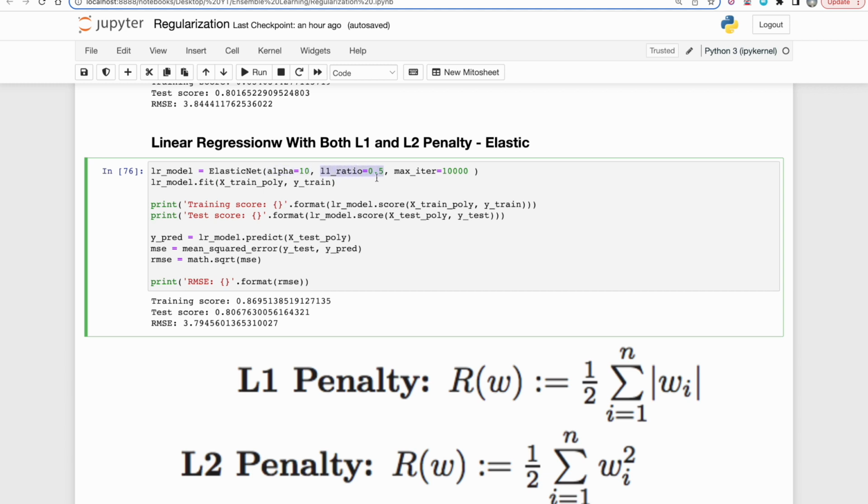So if I set the L1 ratio as 0.5, that means half L1 penalty, half L2 penalty. Okay. If I set the L1 ratio as 0, that means full L2 penalty. If I set the L1 ratio as 1, that means full L1 penalty. It will just behave as an L1 penalty, right? Okay. Similarly, you can do it over here. This is just elastic net regularization, right?